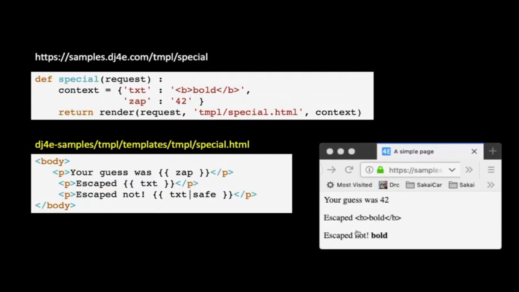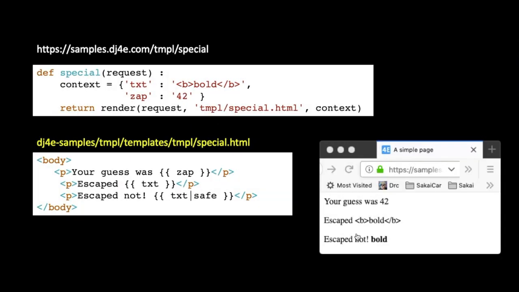So this is showing us how we do the safe stuff, in case you actually want to pass some HTML into a template and want it to render as HTML, not as HTML entities. So we're sending in a thing that's bold with a B and a less than B. That's HTML. It's got less thans and greater thans in it. And then we got zap. And so you can see that the zap comes out as 42.